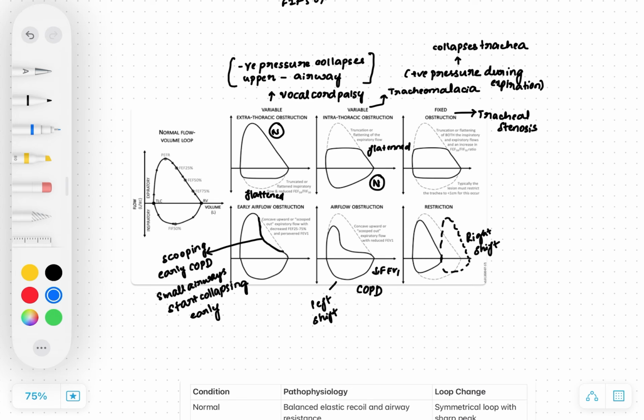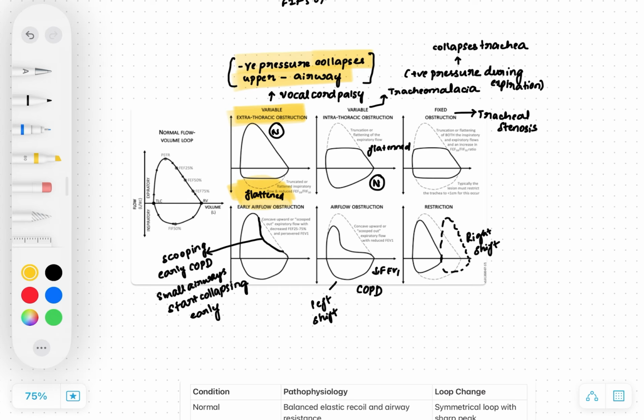First one is extrathoracic obstruction. When there is variable extrathoracic obstruction, there will be negative pressure which collapses the upper airway. This is seen in cases like vocal cord palsies and also in certain tumors. So the expiration will be normal, but the inspiration will be hampered. So we will see a flattened inspiratory curve.